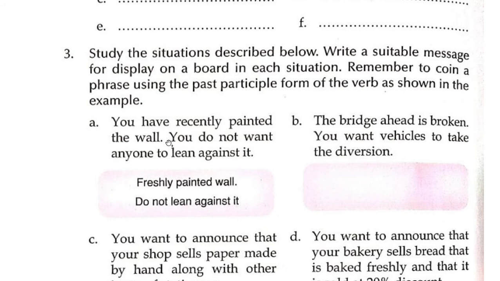You have recently painted the wall. You do not want anyone to lean against it. Okay, now you want to write a message on a board so that everybody may come to know that you have recently painted the wall and you do not want anyone to lean against it. So what message will you write on the board? Freshly painted wall. Do not lean against it. Got it? You will write this message on the board and put that board there so that everybody may read it and nobody will then lean against the wall.